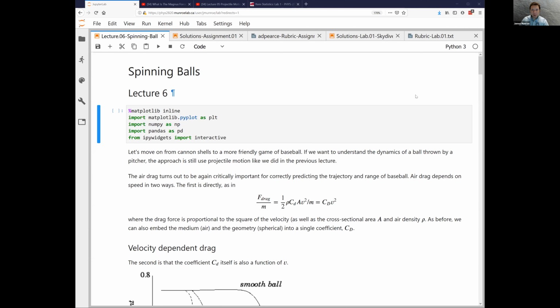Today I want to talk about, this is our last lecture on projectile motion. Specifically, I want to make these objects we're sending spin in the air. So here's the idea. We're going to go through a Jupyter Notebook as we have been, starting by importing some basic libraries that we need.